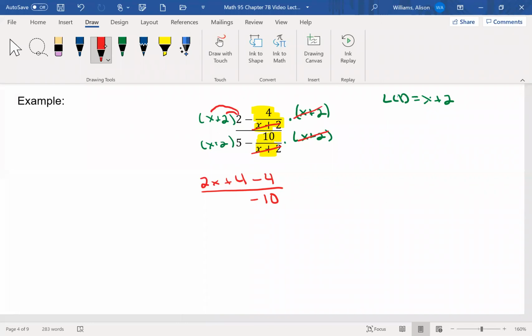And then distributing this 5 in, that's going to be 5x plus 10. Okay, so the 4's actually cancel, and I'm left with 2x over, okay, the 10's cancel also, over 5x. So the x's reduce. They can cancel as well. Cancel those out because it's a multiplication. And 2/5 is going to be my final answer.